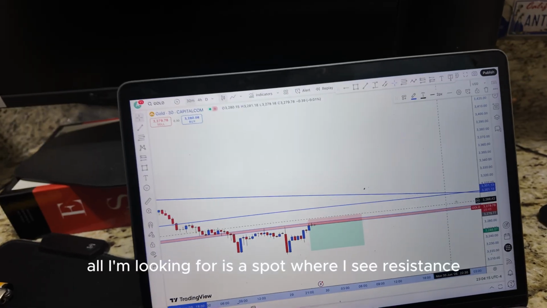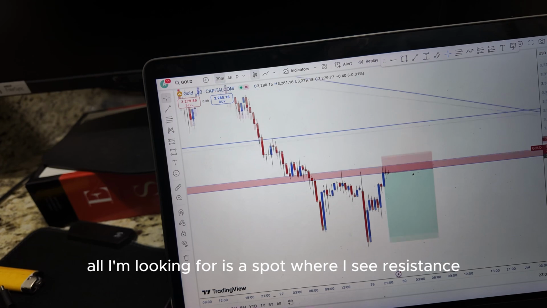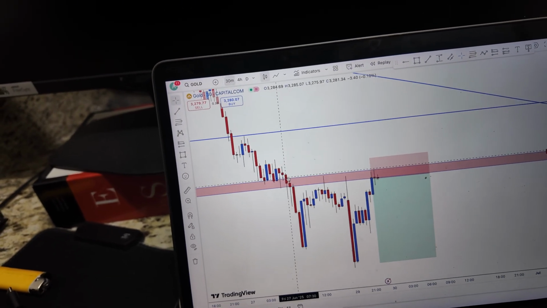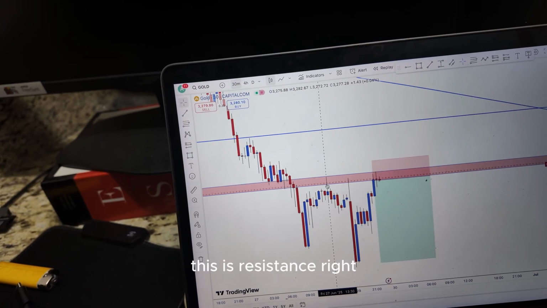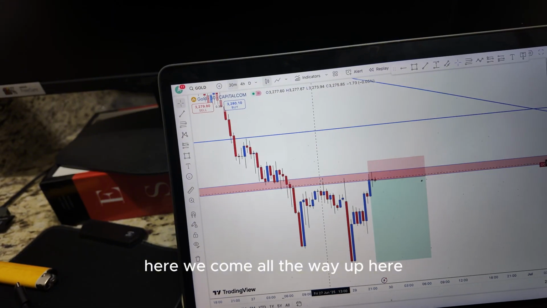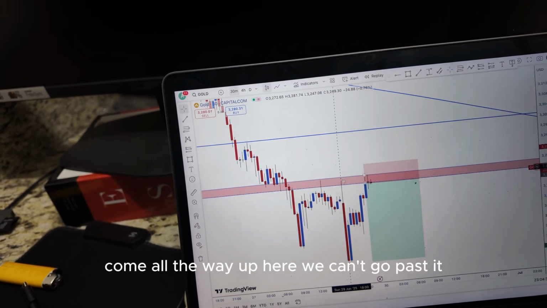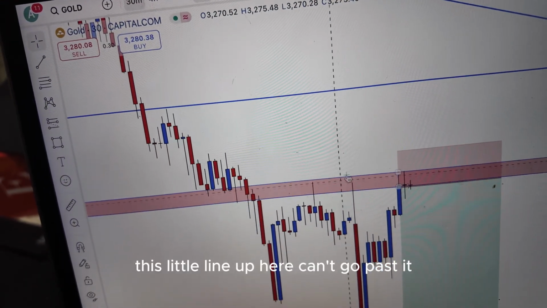So all I'm looking for is a spot where I see resistance right here. So I'm gonna draw a line. This is resistance right here. We come all the way up here, we can't go past it. We come down, come all the way up here, we can't go past it. This little line up here, can't go past it.